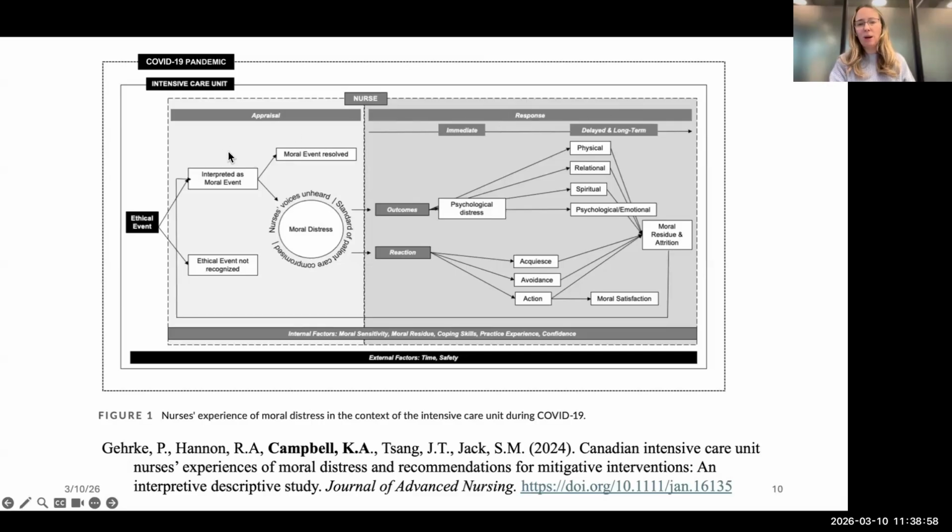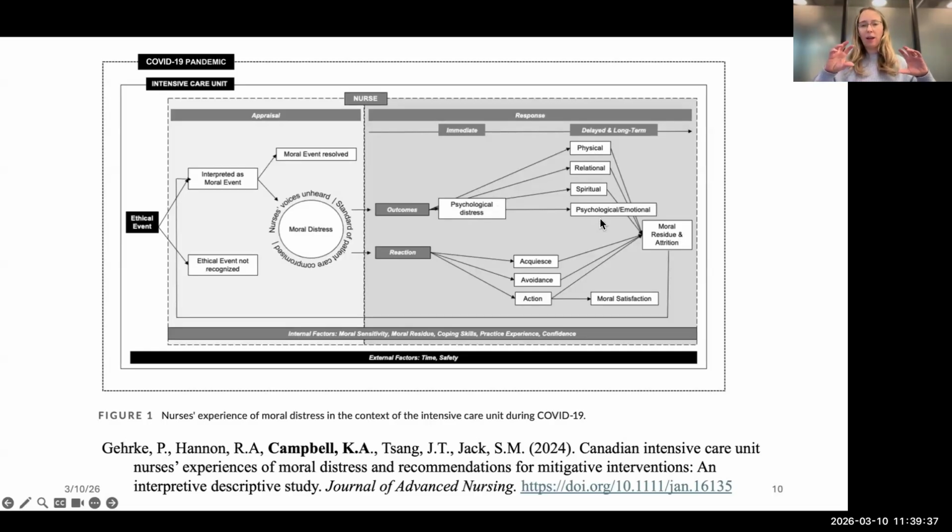And the other thing that's interesting about the way she does this is that she does it on a timeline. So along the timeline, you can see what's happening initially, and then there's a change here, and the nurse has a reaction to this as well. There were immediate reactions, there were long-term reactions, there was some sort of reaction that needed to happen, whether that was that the nurse acquiesced to the situation, they avoided it, or that they took action to it. Or in some cases, there was an outcome. So an outcome like psychological distress.